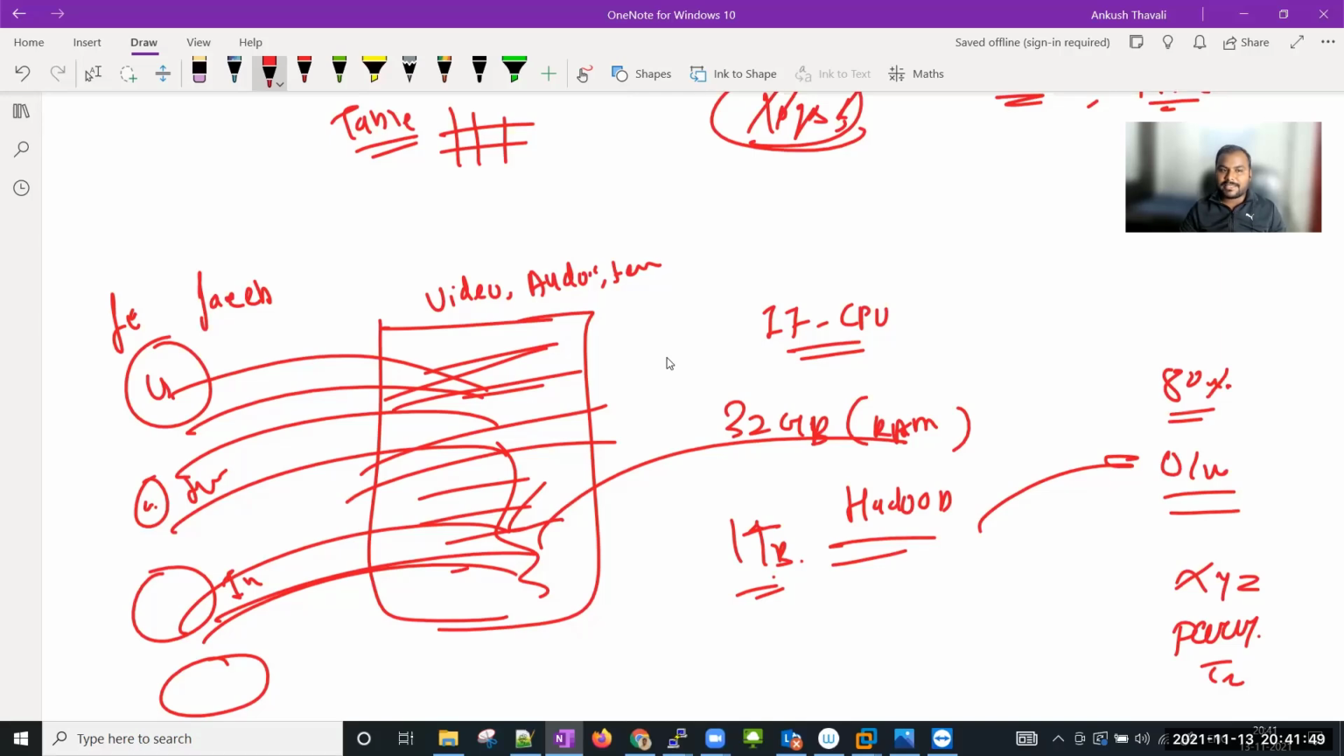Now let's assume that this data is 1 terabyte, right? Now continuously the data is going to increase. Usually in my laptop, when a huge amount of data is getting increased continuously, what do I do?